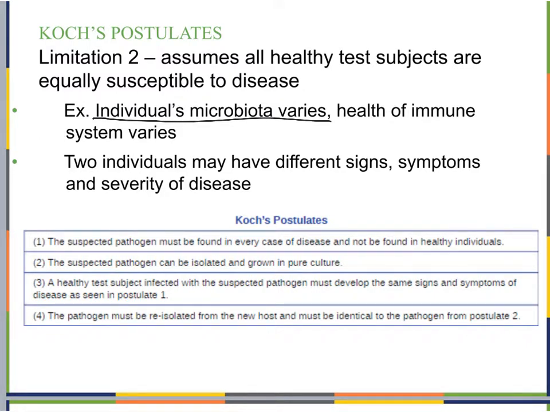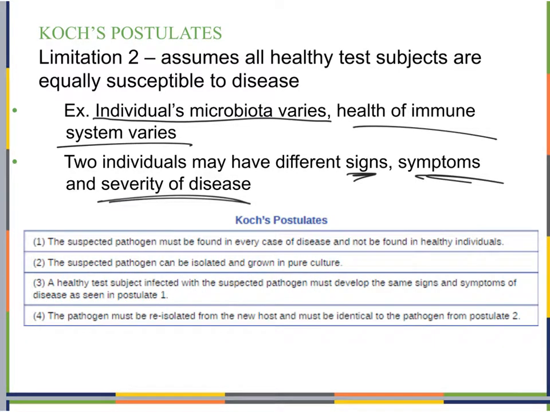So by saying otherwise healthy, or assumes all healthy test subjects are equally susceptible, if I'm extremely healthy, then I won't be as susceptible to that illness as somebody that's not quite as healthy, even if they're otherwise healthy, meaning that they're not diseased in any way. But this can also be related to the competition inside of the person. And this is where we get the individual's microbiota varying. Also, the health of the immune system is going to vary. So two individuals may have different signs, symptoms, and severity of the disease.